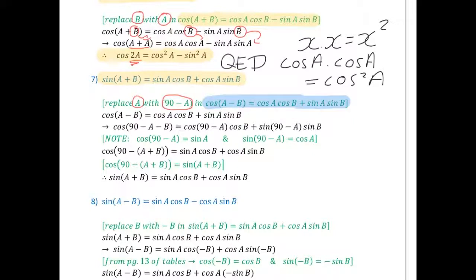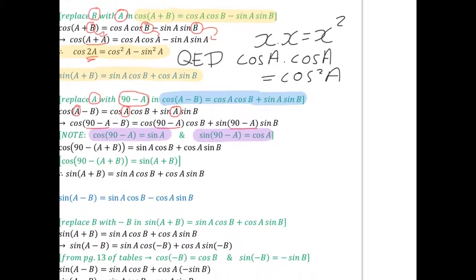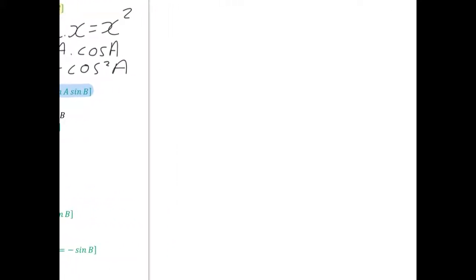If we do that, we see that this A here, this A here, and this A here are all replaced with 90 minus A down below. And then we're going to make use of two more rules from trigonometry: cos of 90 minus A is the same as sin A, and sine of 90 minus A is the same as cos A. Now the reason why this is, I can explain over here.